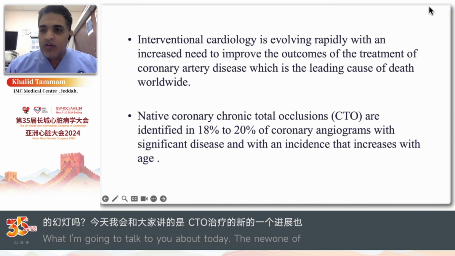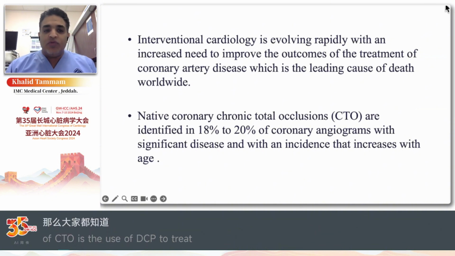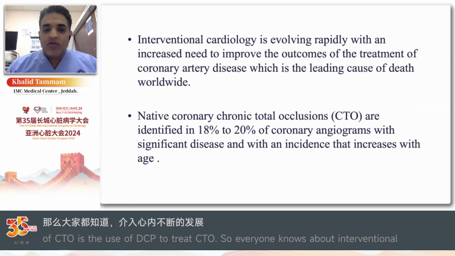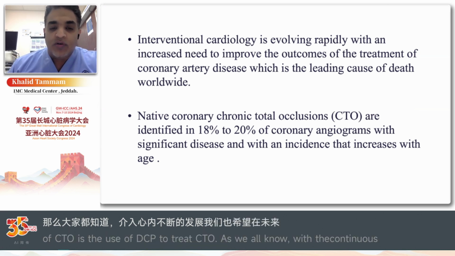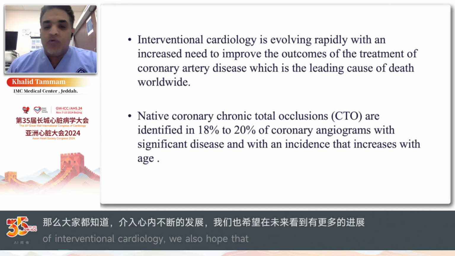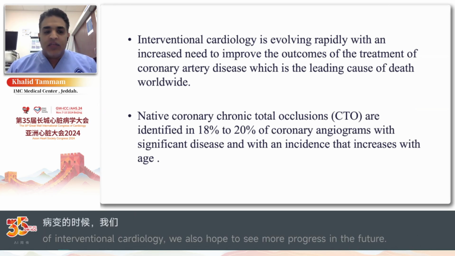As we all know, the interventional cardiology era started with the balloon, and hopefully it will end up again with the balloon. So when we talk about the CTO, we always want the minimum residual stenosis and the stent re-occlusion rate should be low.